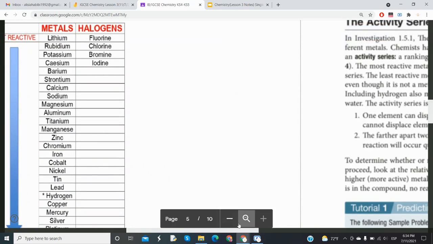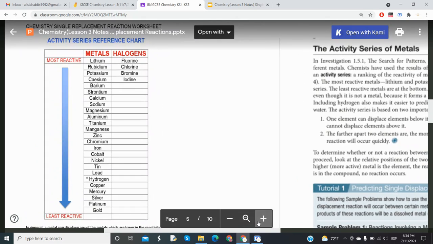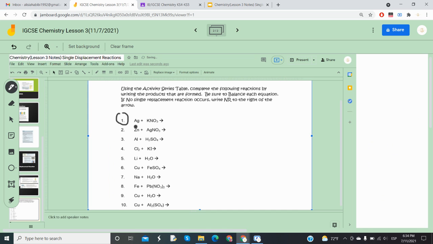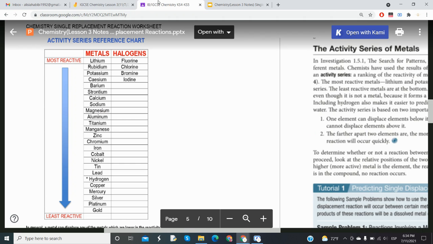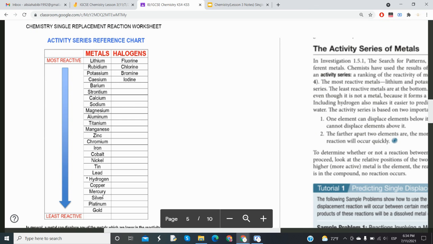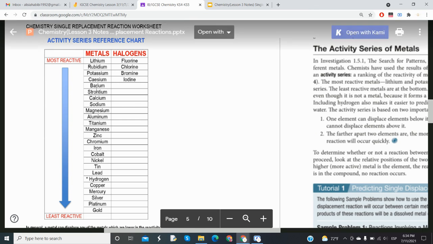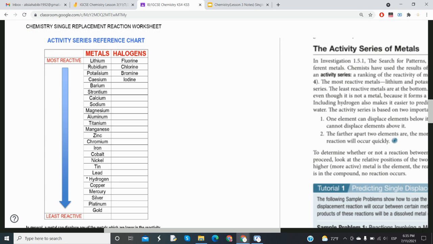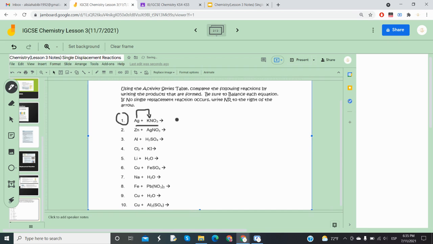According to our activity series, the most reactive starts with lithium. And according to this chemical equation, we want to see if silver can displace potassium, because this is a metal to metal single displacement reaction. Silver is here where you see my mouse moving, and potassium is here. So there is not going to be any reaction because silver cannot displace potassium, rather potassium displaces silver. So this means there is no reaction, NR.